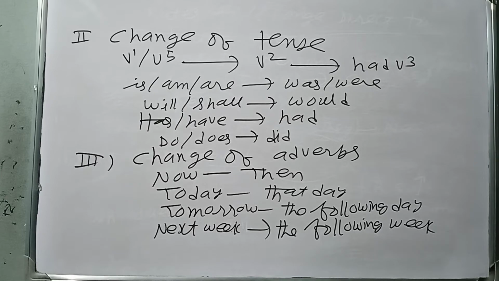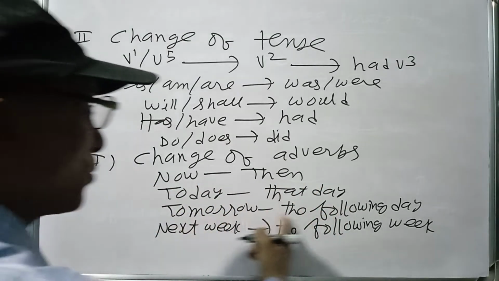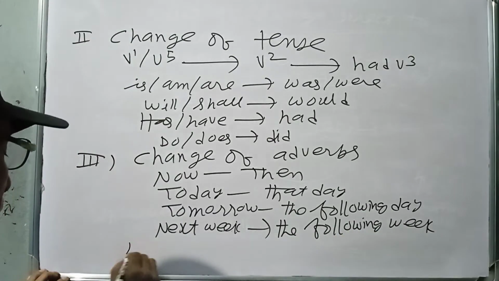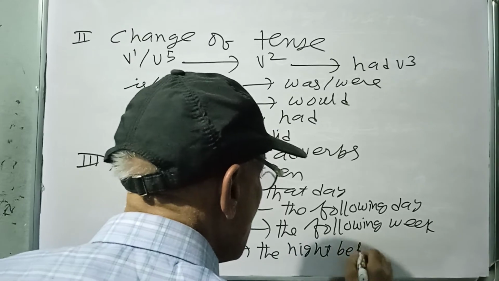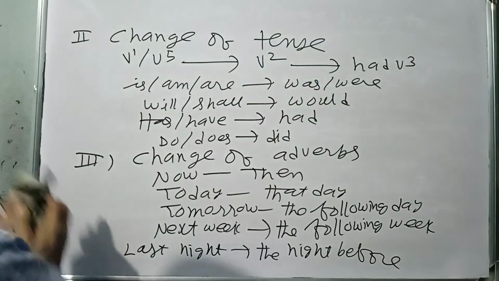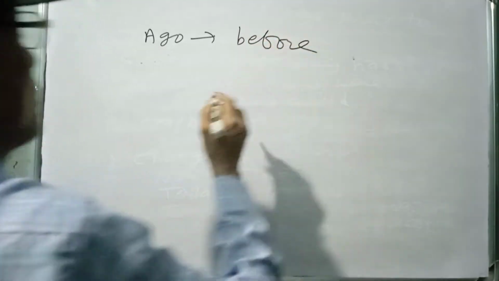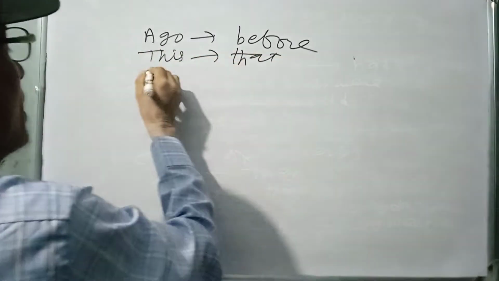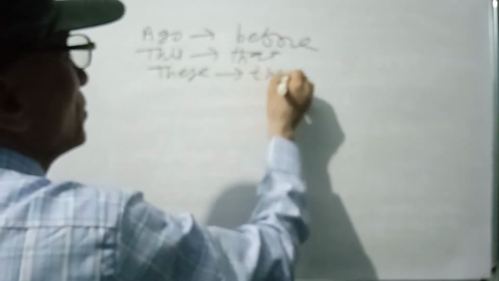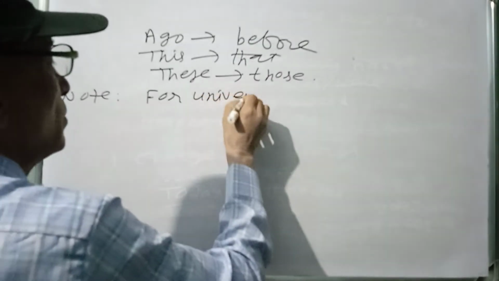Change of tense, change of adverbs, change of person. Now becomes then, today becomes that day, tomorrow becomes the following day, next week becomes the following week, last night becomes the night before. In the same way, ago changes to before. These are some of the rules. This changes to that, these changes to those. But note this for universal truth.